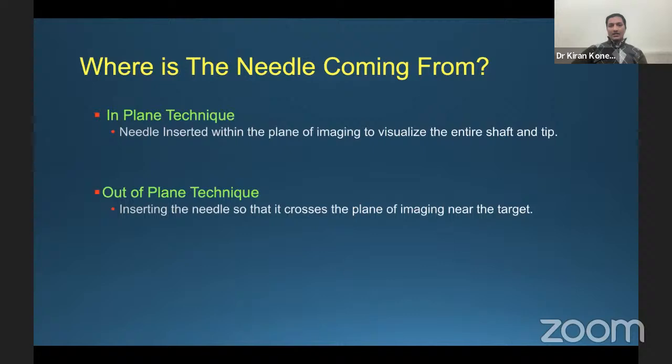We have in-plane and out-of-plane techniques. In the in-plane technique, the needle is inserted within the plane of the imaging to visualize the entire shaft and tip. As I showed in the previous image, you have to appreciate that the ultrasound beam is only in the middle of the probe, up to 1 millimeter in diameter. So you need to have the needle in the exact plane. When you talk about the out-of-plane technique, the needle is inserted so the beam is crossing the plane of the needle. So you will see the needle very near to the target, but at the same time, you can move it very close so that you can approach it.